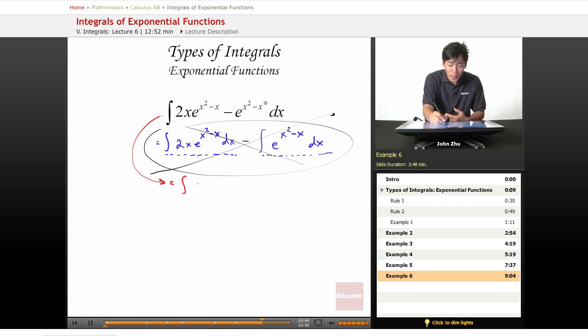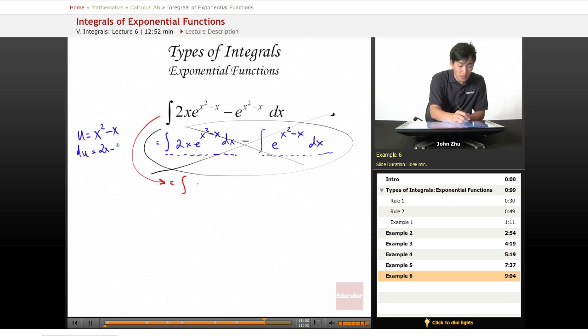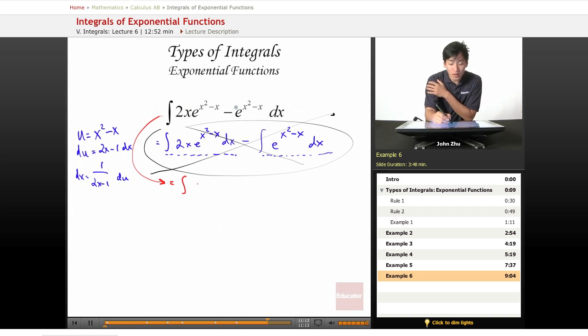So there's an x squared minus x term. Well, the derivative of x squared minus x, let's just go ahead and do that. u equals x squared minus x. Derivative of that equals 2x minus 1 dx. And dx becomes 1 over 2x minus 1 du. Well, there's a 2x here. Well, there happens to be a 2x here. What's the other coefficient? It's just 1. So we have a 2x minus 1.